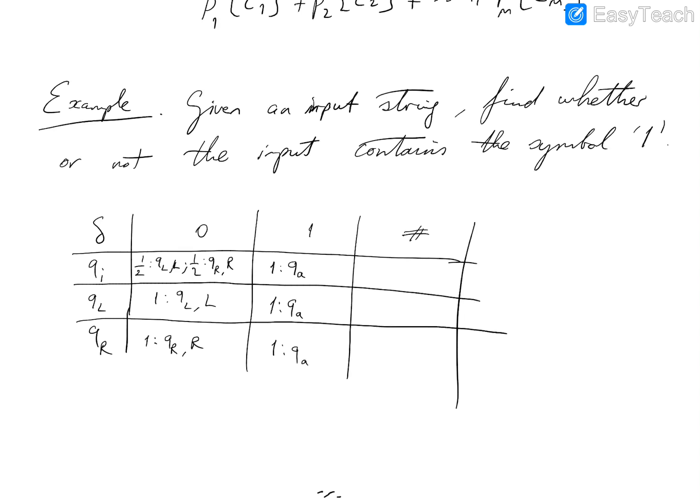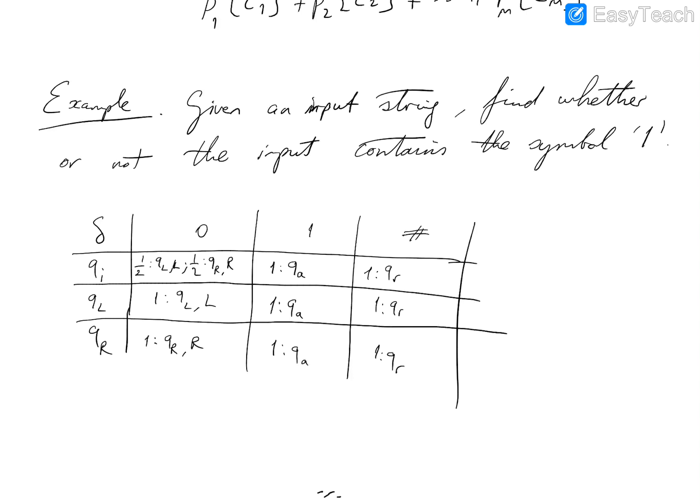And if we fail seeing a 1 after we finish looking at the input string, then if we see the N marker, that means we haven't seen any 1, so we have to reject it. With probability 1, Q reject.